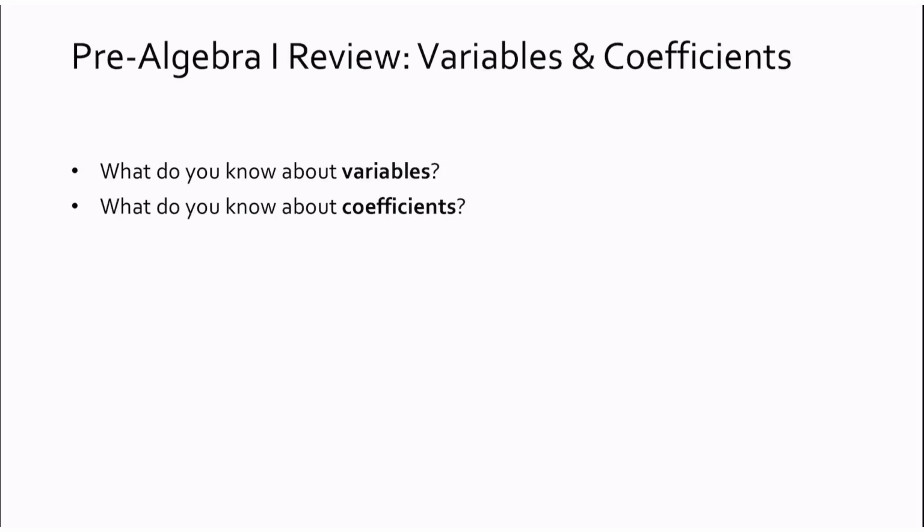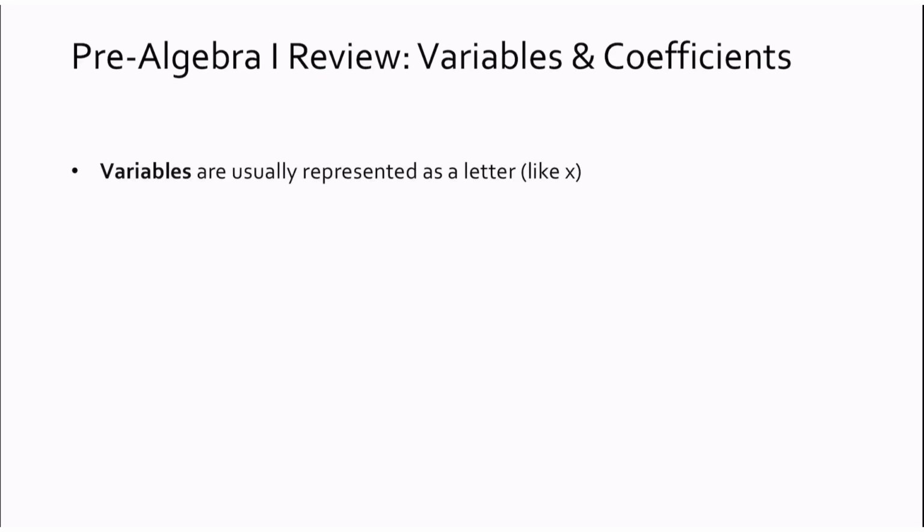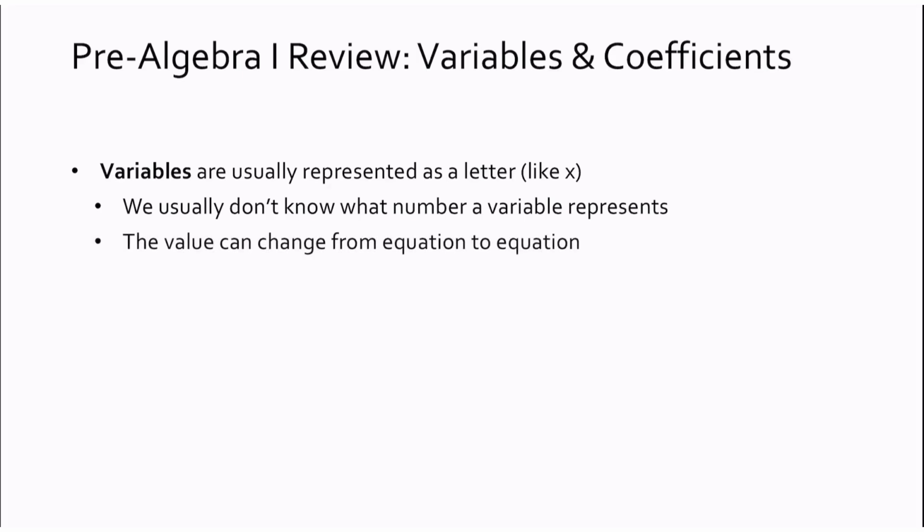Now, when we're dealing with exponents, we often have as well variables and coefficients. Take just a second and think about, what do you already know about variables and what do you already know about coefficients? And it's okay if the answer is nothing, because we're going to look at them. So variables are usually represented as a letter, like X or Y, which we'll see a lot, especially in algebra. And we usually don't know what number a variable represents, which is why we use a variable instead of a number. The value can also change from equation to equation.